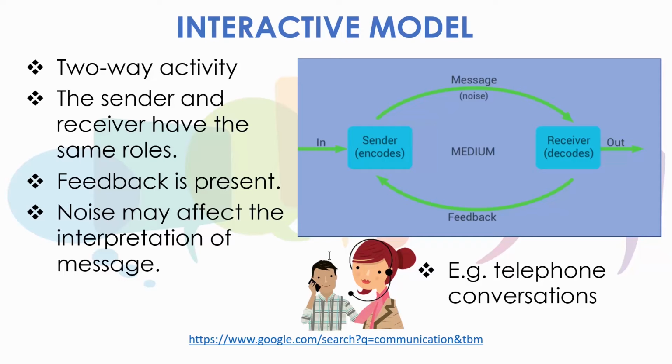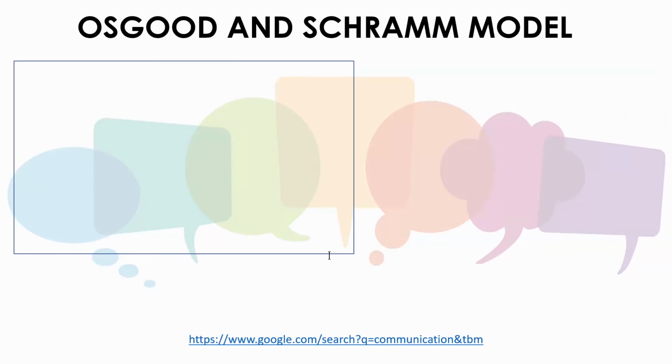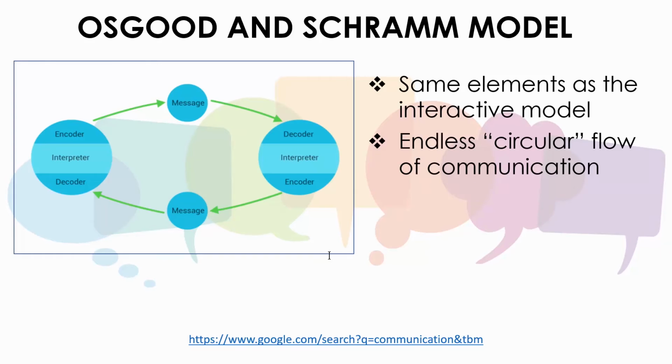Showing the same elements as the interactive communication model, our third model is the Osgood and Schramm model. It presents communication as an endless circular flow of conversations. The model emphasizes that the functions of speakers or participants in the communication are encoding, decoding, and interpreting. The speaker encodes the message, the listener decodes it and interprets it. After interpreting, the listener then becomes the speaker. He encodes another message to provide feedback and continue the conversation.